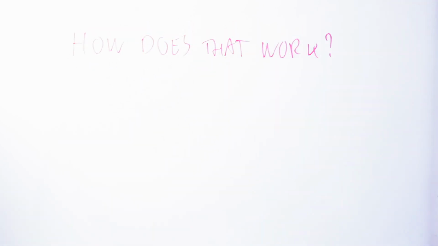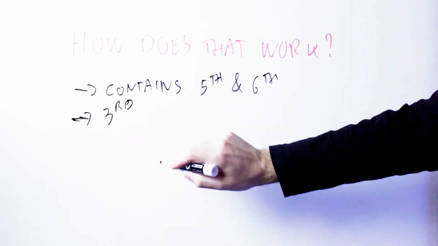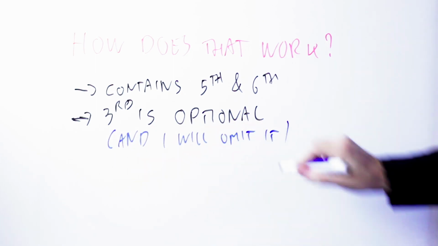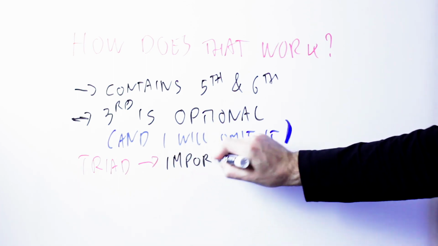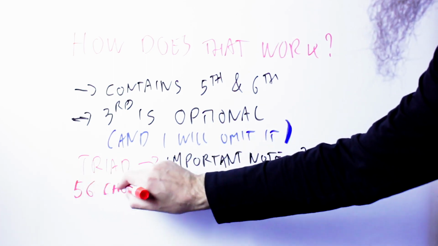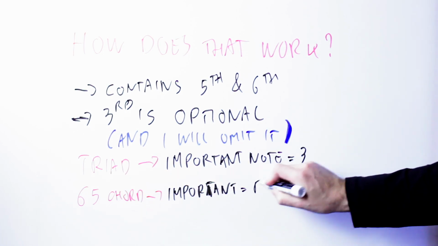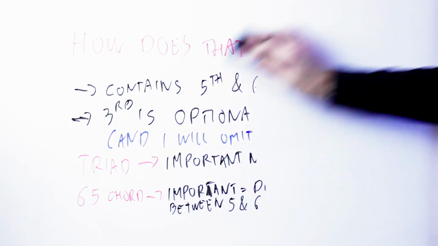The 6/5 chord is a chord that contains the fifth and the sixth of the chord, and may or may not contain the third of the chord. And indeed, in most examples here, I'm going to simply omit the third. The difference with the normal triads, which are major and minor, is that in the triad the most important note is the third, because it tells you if the chord is major or minor. But here, we don't care if this chord is major or minor. We care about the dissonance between the sixth and the fifth.